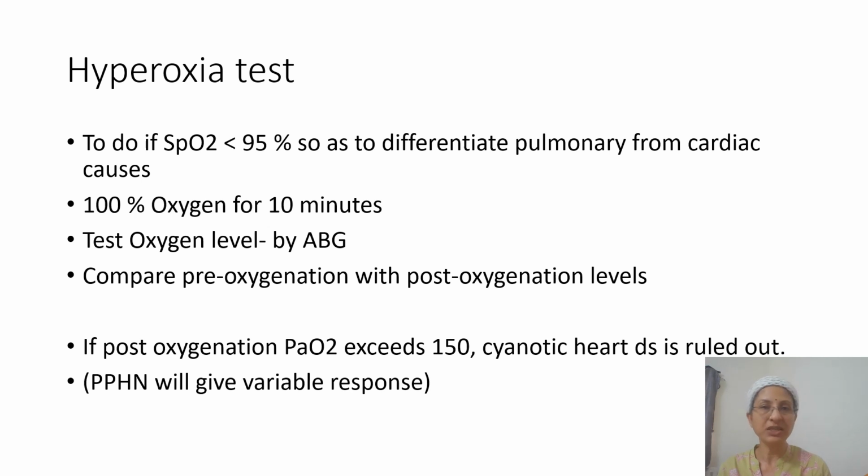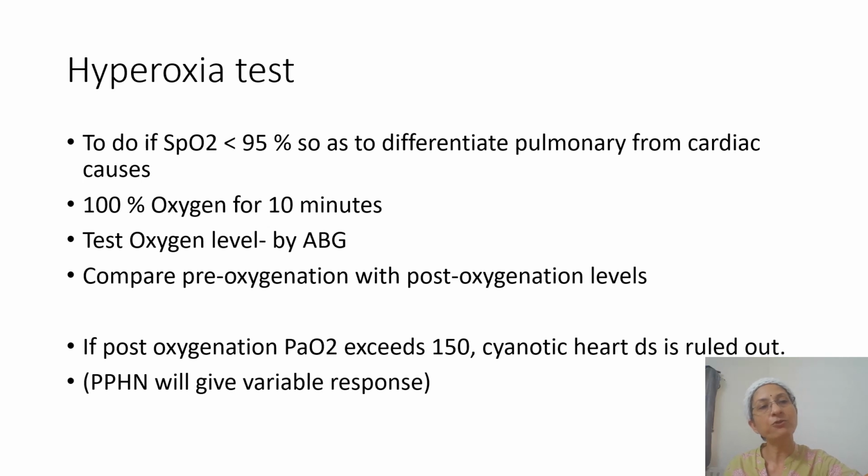First, we take an ABG sample, arterial blood gas sample. Then we give the child 100% oxygen inhalation for up to 10 minutes, following which we take the next sample of ABG. If in the post-oxygenation sample, the partial pressure of oxygen, PaO2, exceeds 150 millimeters of mercury, cyanotic heart disease is ruled out for all practical purposes. There are some exceptions, but this is the rule of thumb.